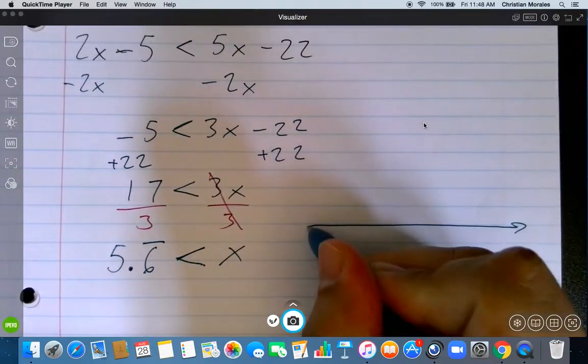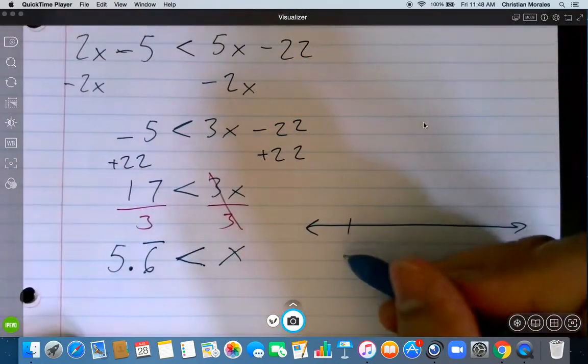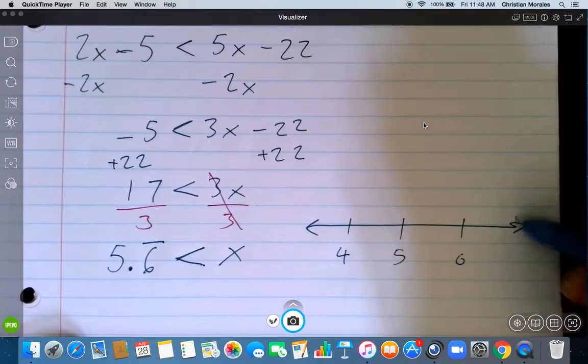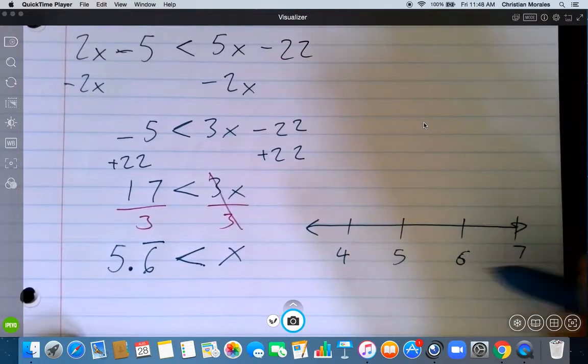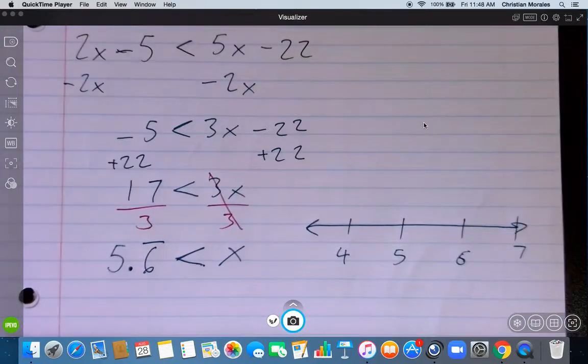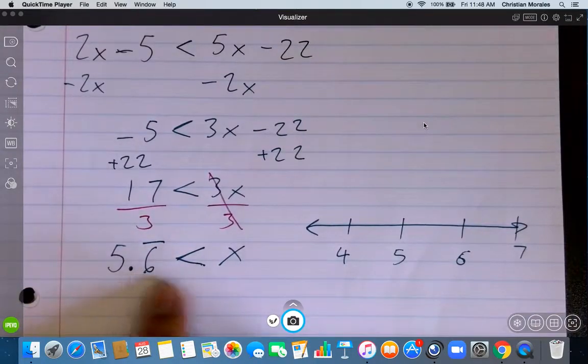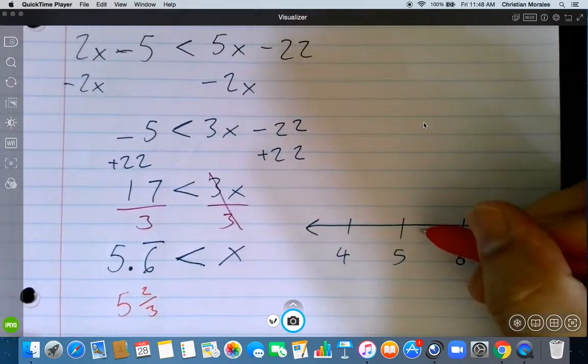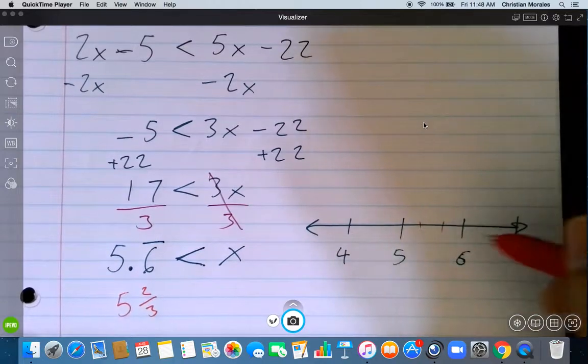Okay, so what about the number line here? Well, your number line in this case, I don't have to start at 0. Actually, I can start at any number I want. So 5.6 is going to be somewhere right here. Now, actually, if I wrote this as a fraction, that would be 5 2/3. So let's see, 1/3, 2/3. It'd be right here.